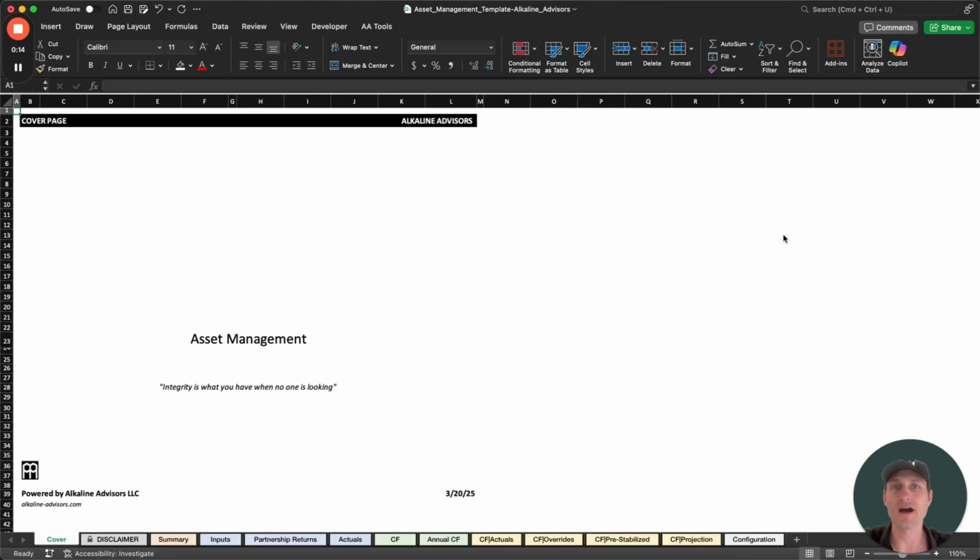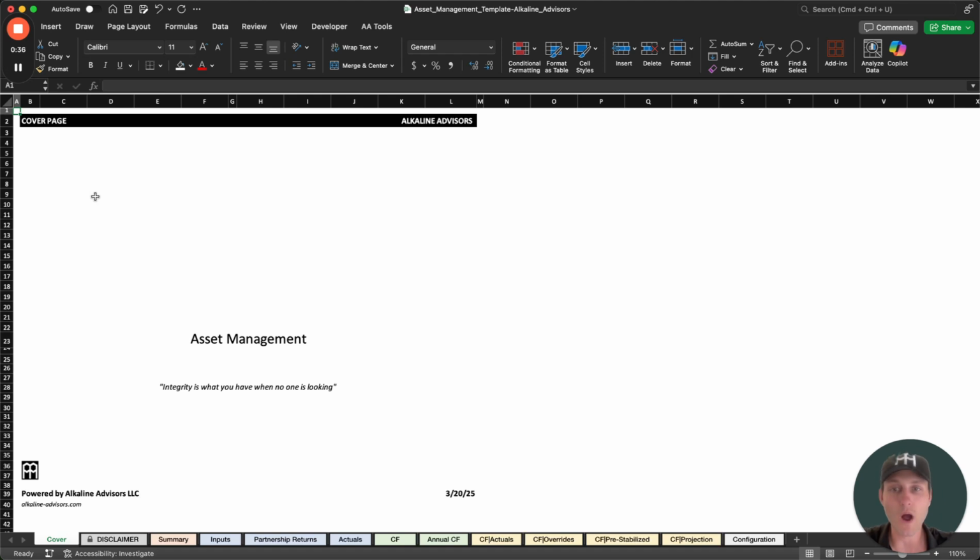I run Alkaline Advisors, and today we're going to be reviewing our premium asset management template. This should take 10 to 15 minutes, and to start, I'll go over the reason why one would use a template like this, and then we'll dive into the tabs in the model, and then finally we'll go into the calculations in a little more detail.